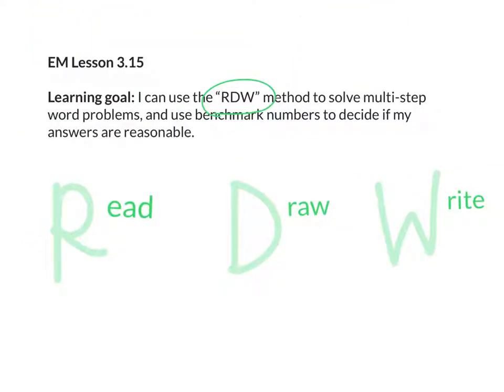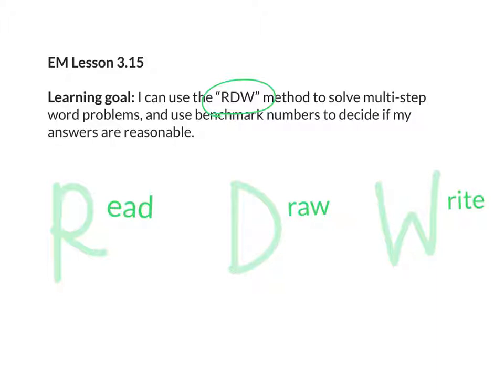Today's learning goal that you wrote down at the beginning of your workbook, or notebook, says that I can use the RDW method to help you solve multi-step word problems. RDW is very simple. R stands for read. The very first thing you need to do when you have a word problem is to read the problem and understand what the question's asking. Do we already do that?